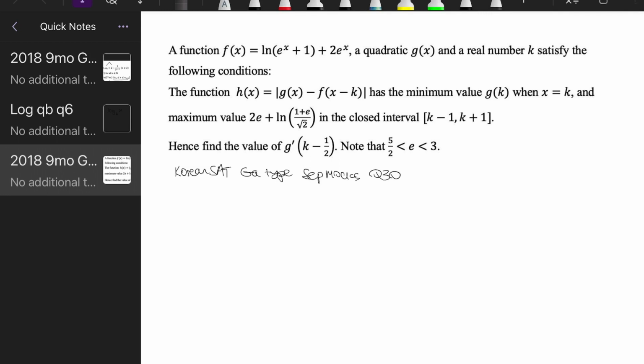Today we have an interesting question from the Korean SAT. It is the 30th question from the 2018 September mock SCAR type paper, which is taken by STEM students. Only 4% of students got this question right, and so it's ranked the hardest in the whole test. Pause the video and try solving it for yourself.